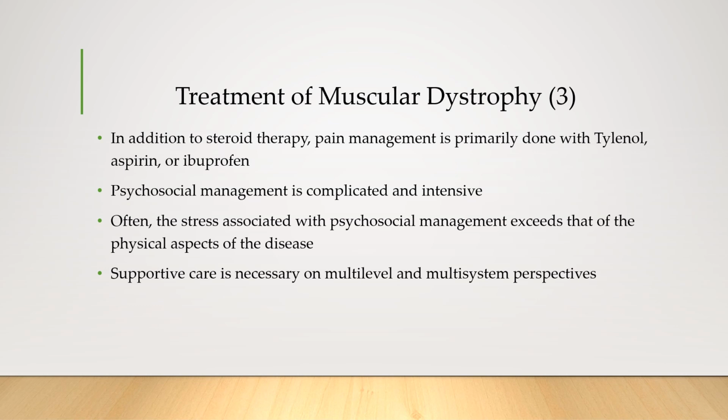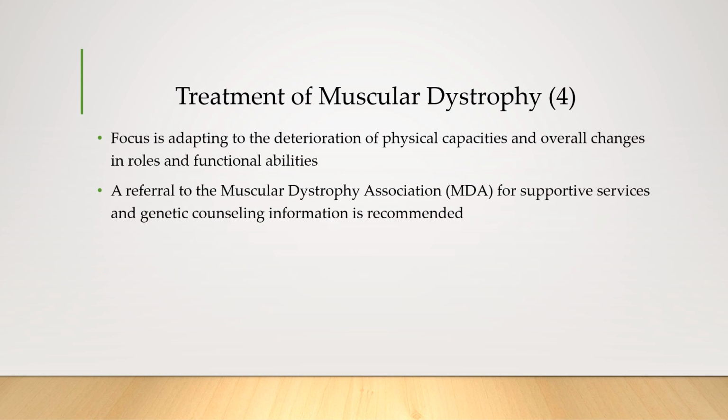Psychosocial management is complicated and intensive. Often the stress associated with psychosocial management will exceed that of the physical aspects of the disease. So supportive care is necessary on a multi-level and multi-system perspective. Focus is adapting to the deterioration of physical capacities and overall changes in the roles and their functional abilities. So, a referral to the Muscular Dystrophy Association, otherwise known as MDA, for supportive services and genetic counseling information is very highly recommended.